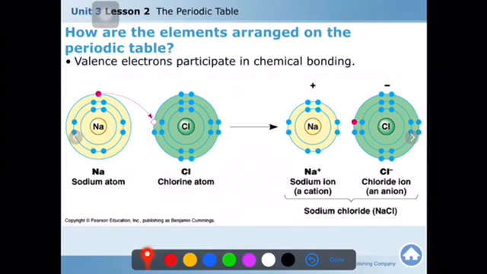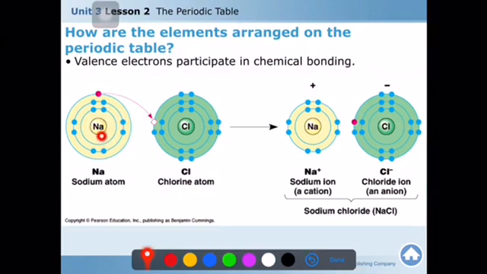Now, valence electrons participate in chemical bonding. The chemical bonding between two elements depends on the valence electrons. I told you that valence electrons are the electrons present in the outermost layer of the electron cloud. Here it is not shown as an electron cloud, but as a Bohr model. In sodium we know that there are 11 protons and 11 electrons.